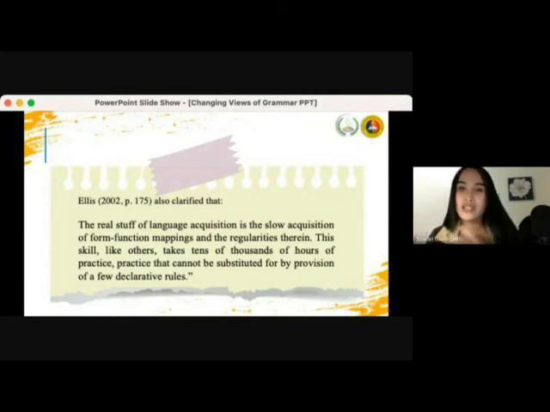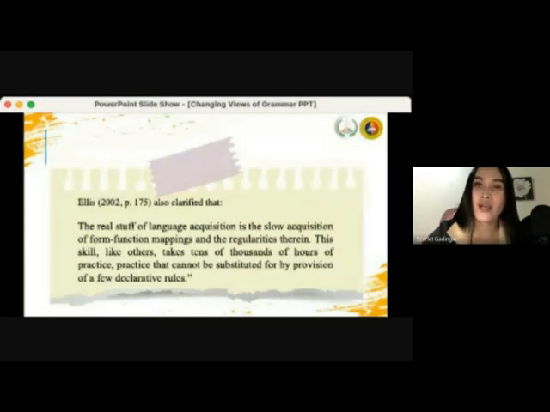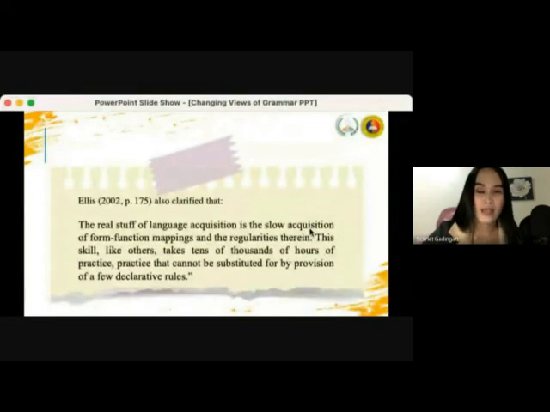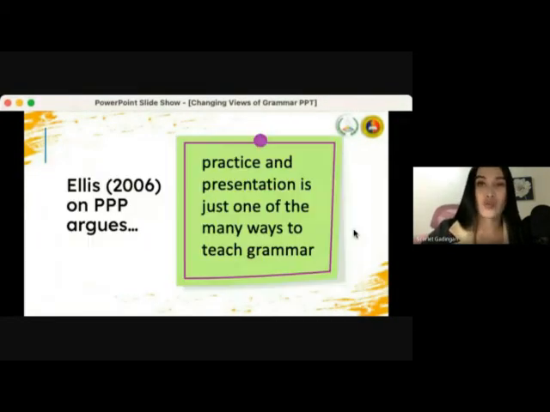But when they go out, they cannot apply all of those learnings. Okay, so that is what Ellis is trying to say here. It really requires tens of thousands of hours of practice, okay, before they will be able to fully grasp the use of that structure in communicative situations.